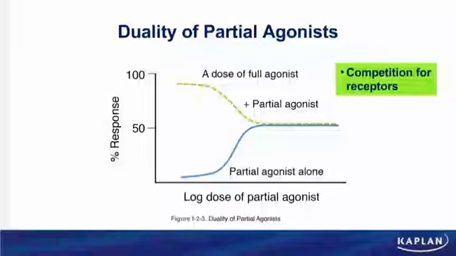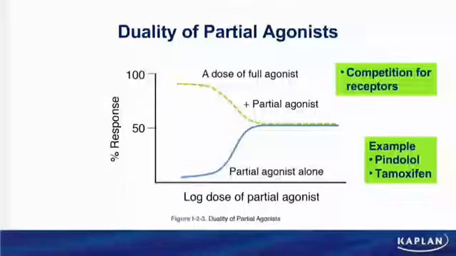Let's take a couple of examples and then we'll go through the graph. The first is the example of the drug pindolol. You probably recognize pindolol by the last four letters of its name. OLOL indicates that it's a beta blocker, and that is correct. Pindolol is a beta blocker, but it has the special property of being a partial agonist.